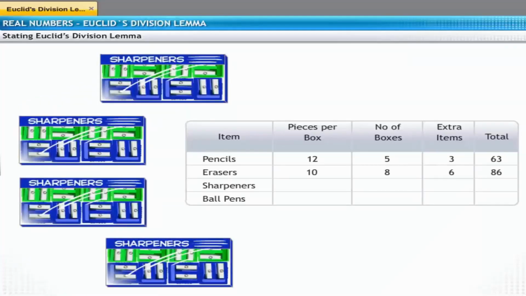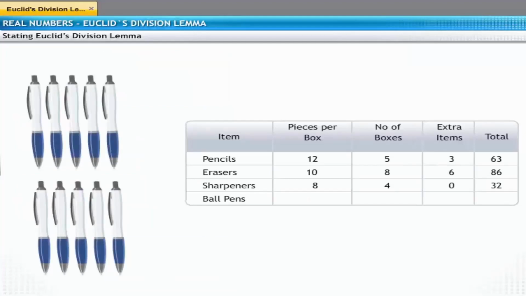Each box of sharpeners has 8 sharpeners, and Mr. Chatura has 4 such boxes. This means that there are 32 sharpeners in the boxes. He does not have any additional sharpeners. Thus, the total number of sharpeners is 32. Each box of ballpoint pens has 15 pens. But right now, Mr. Chatura doesn't have a complete box. He has 10 extra ballpoint pens. Thus, the total number of ballpoint pens he has is 10.